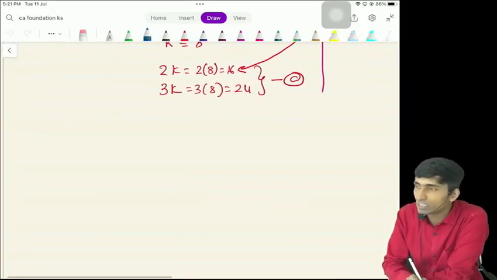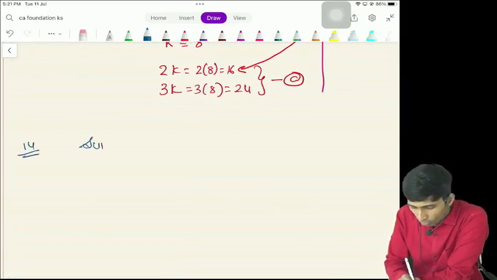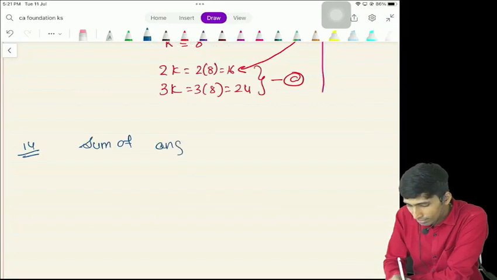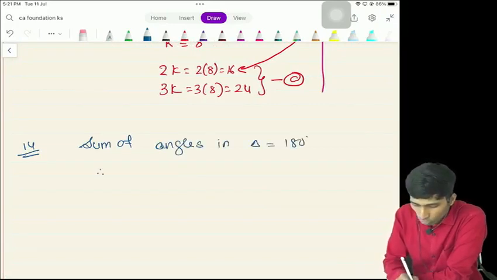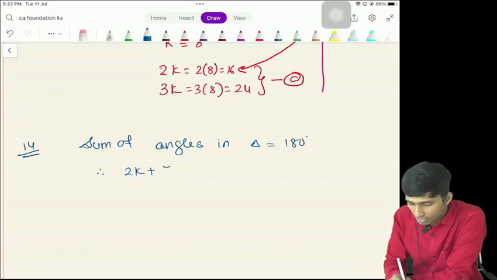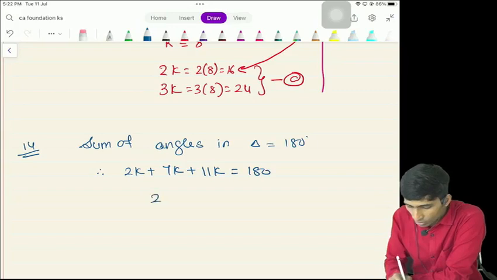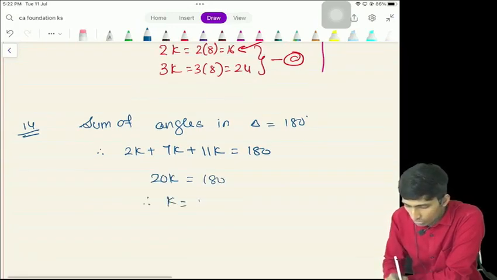Which is this question? 1, 4, 14. Sum of angles in a triangle is equal to 180 degrees. Therefore, 2k plus 7k plus 11k is equal to 180. 20k is equal to 180. Therefore, k is equal to 9.